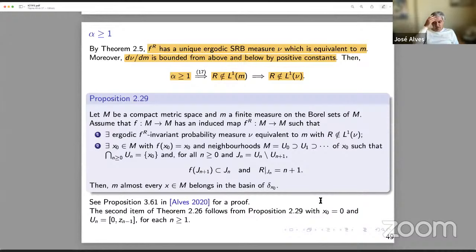And I state it in a way that I can use also in the circle map that comes next. So assume that we have a compact metric space, and assume that F has an induced map, that's the case here with M equal to the interval, and assume that the induced map has an ergodic F invariant probability measure equivalent to M with R not integrable. That's the case. And assume that there is a fixed point for the dynamical system.